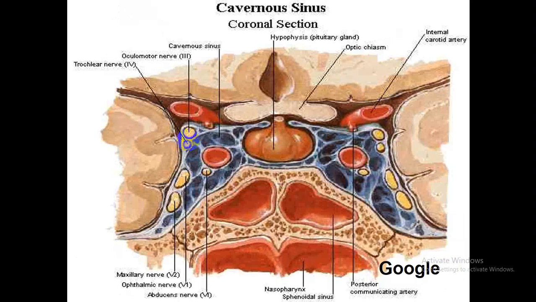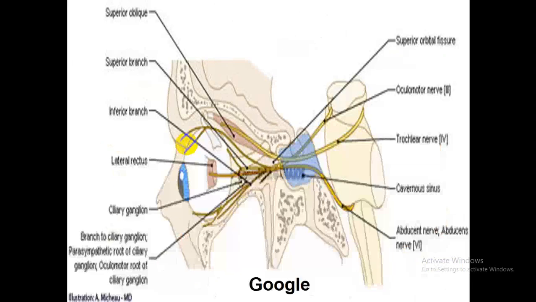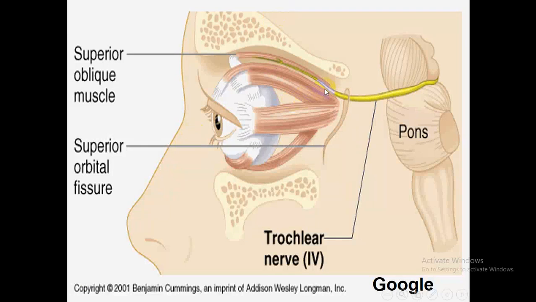nerve. Then it enters the orbit through the superior orbital fissure. After that it enters the superolateral border of the superior oblique muscle and supplies it. So it supplies only one muscle, which is the superior oblique muscle. This is all about the trochlear nerve.